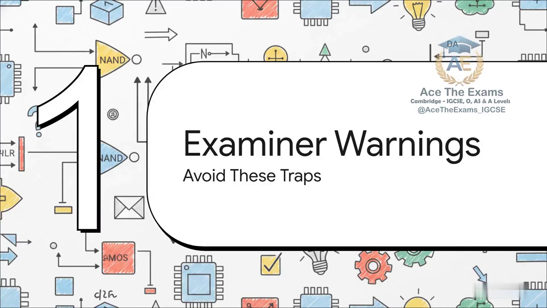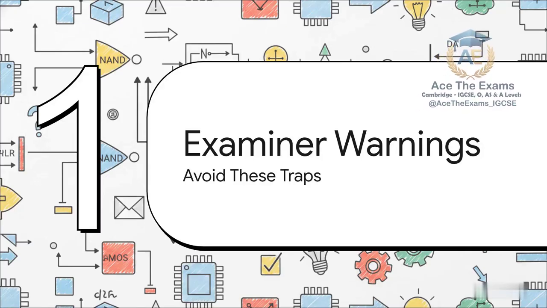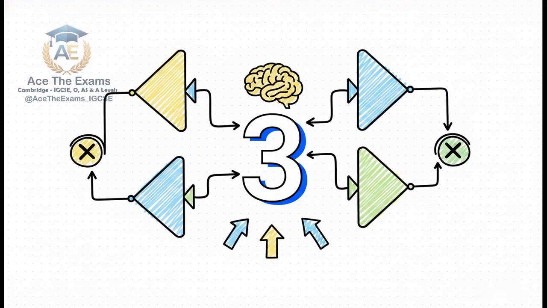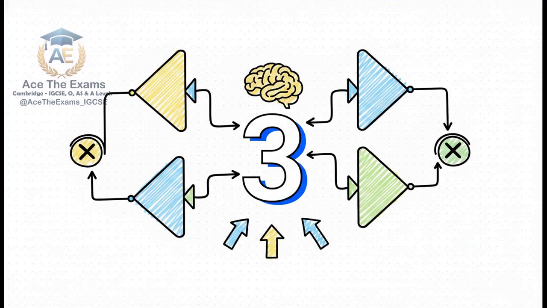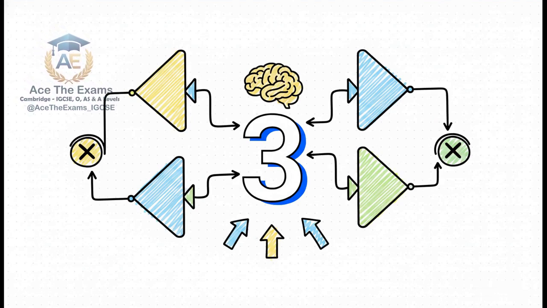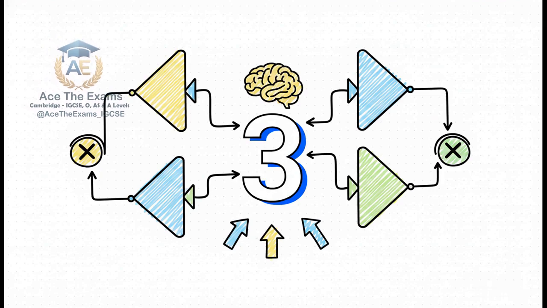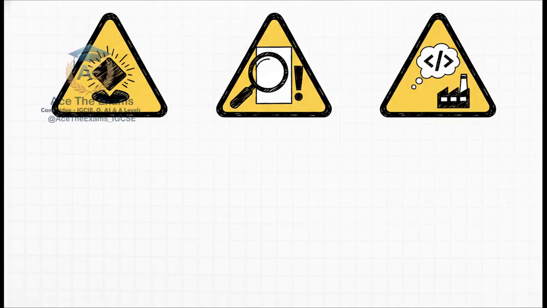Section 4, Examiner Warnings. There are 3 specific, reoccurring mistakes that examiners are constantly flagging regarding NAND gate and logic circuit questions. If we can just avoid these 3 traps, we instantly place ourselves way ahead of the curve. Let's break them down. Warning number 1. Using the wrong formula or algorithm for the given context. It is just so easy to memorize a standard response and try to force-fit it into a question where it simply doesn't belong.